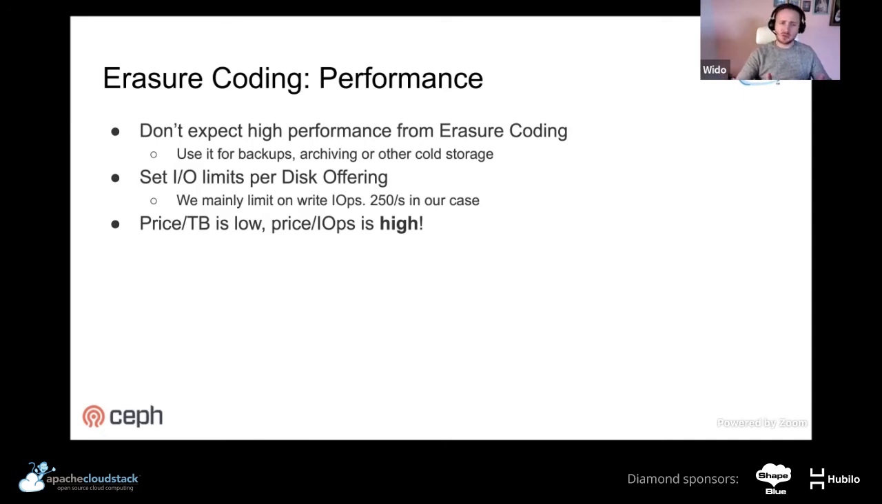So what you see with Erasure coding is that the price per terabyte is low, but the price per IO is very high. And with an SSD cluster, it's the way around. So there the price per terabyte is high, but the price per IO is lower. I wouldn't say low, but it's lower. So that's where you need to choose. You can't have both. You can't have high performance and low price. That doesn't match. You need to sacrifice something.